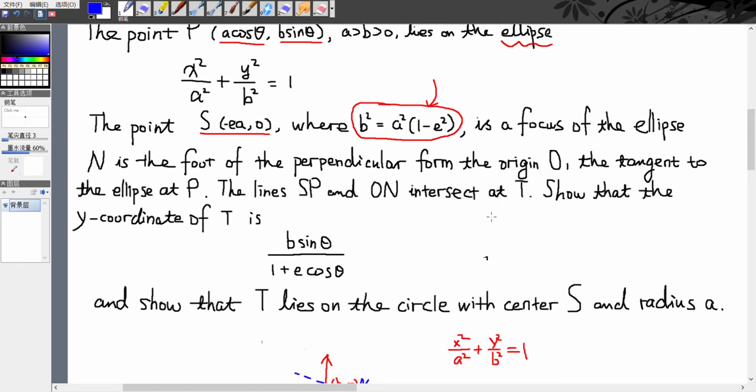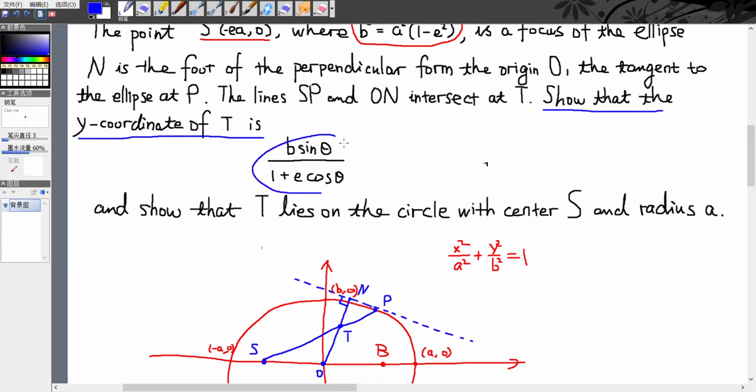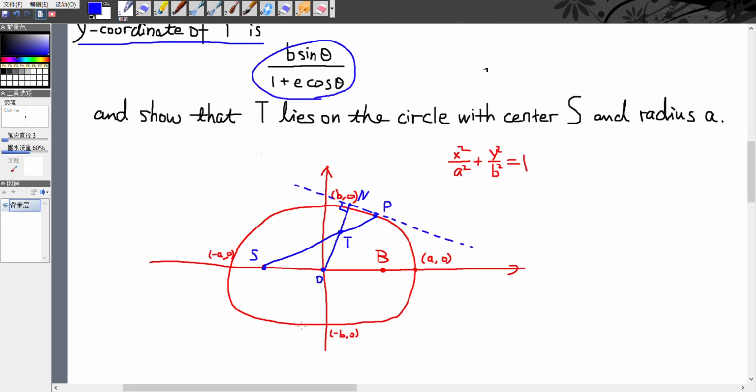And the first question is asking us to show that the y coordinate of T is of the following form. So let's get into it. The y coordinate of T. The first time I see this, I'm thinking that if I work out the equations for PS and ON, it will be easy for us to find the point T by combining those two linear equations together. So let's get into it.